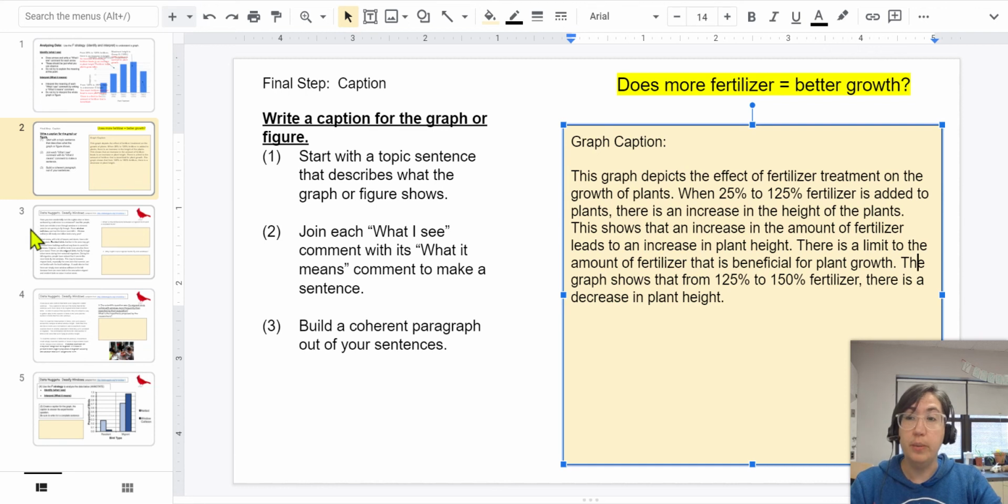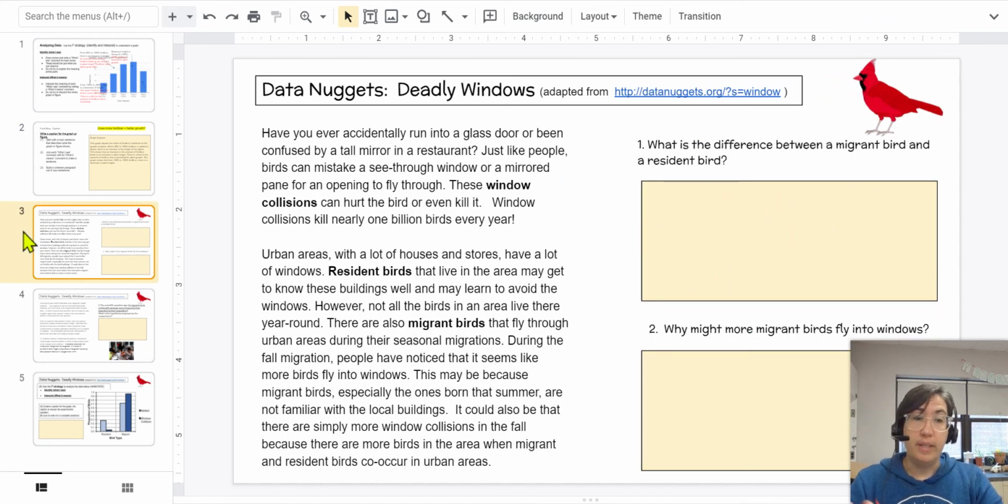So, what you're going to do is go on to this next assignment, Data Nuggets Deadly Windows. So you're going to read, answer some questions, and you're going to do some graph analysis. A little more simple graph, but same process we just did. All right, you got this.